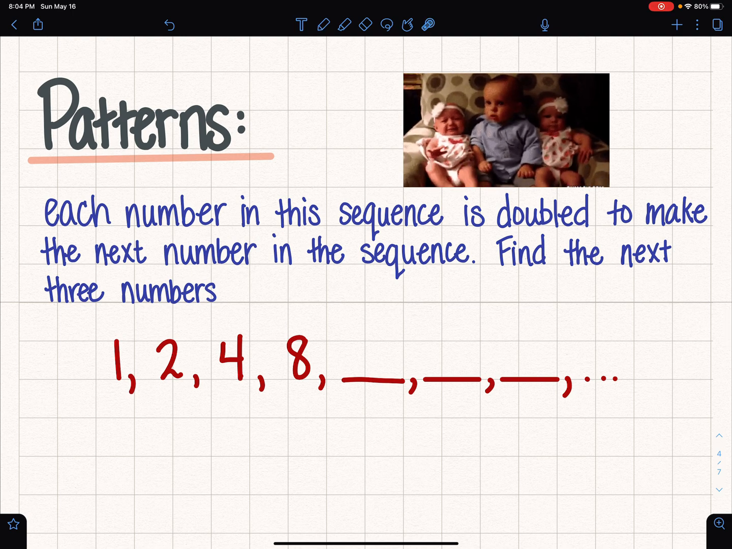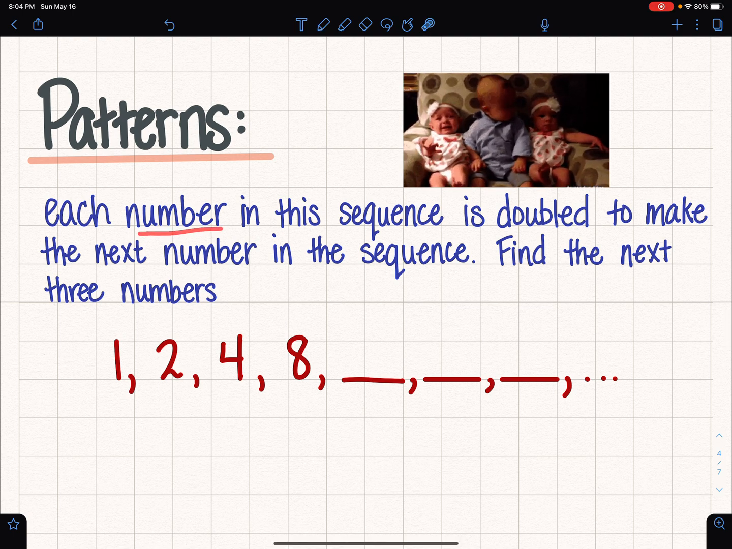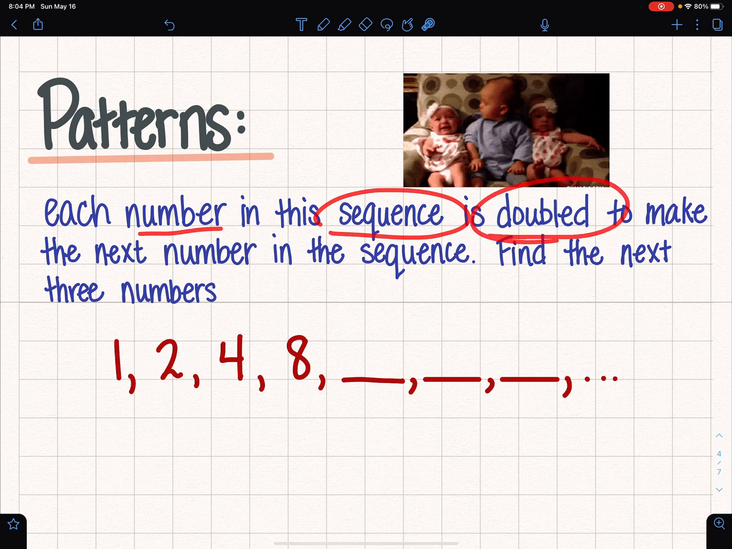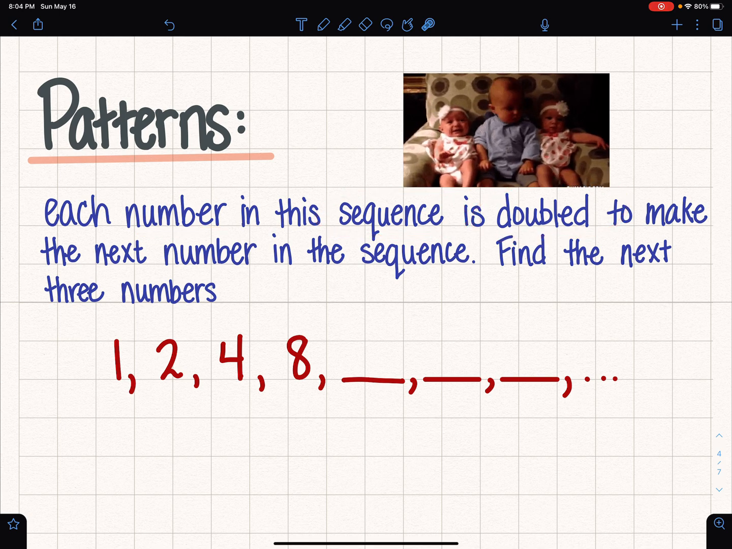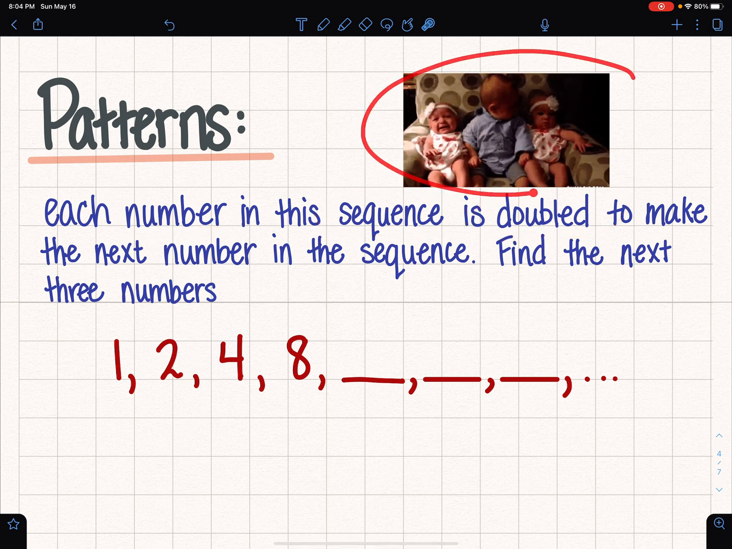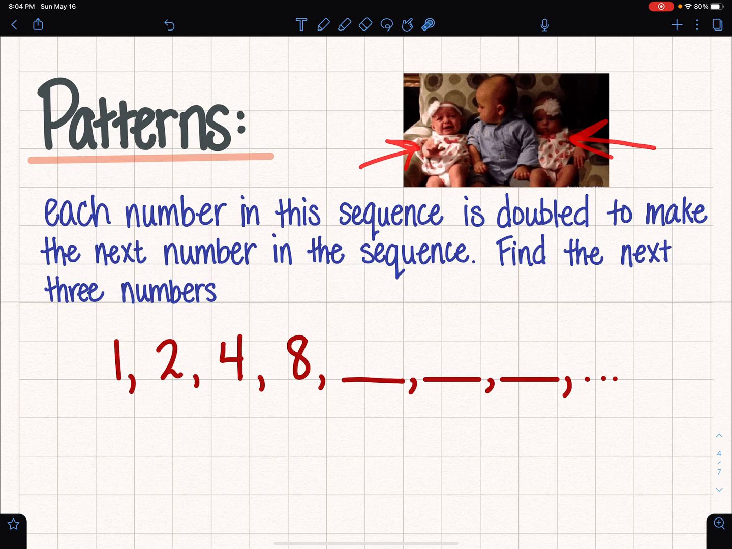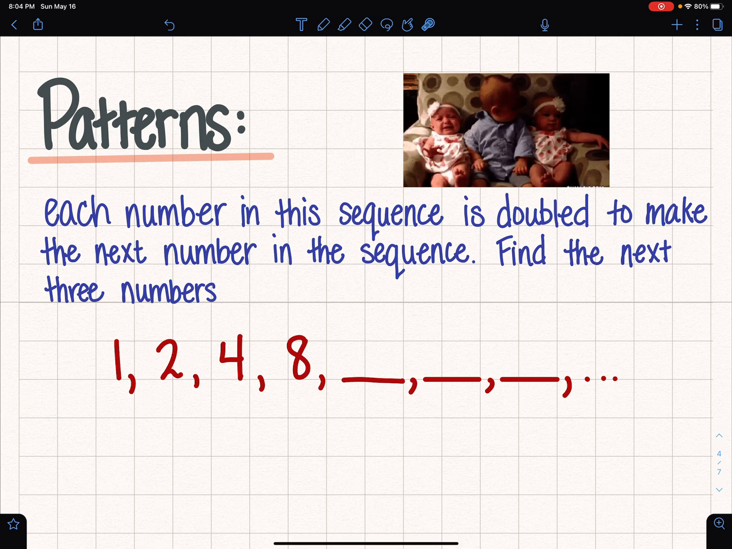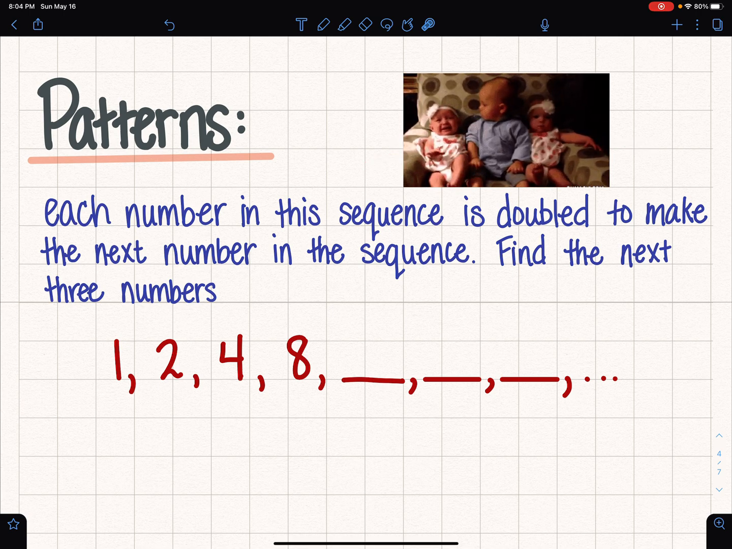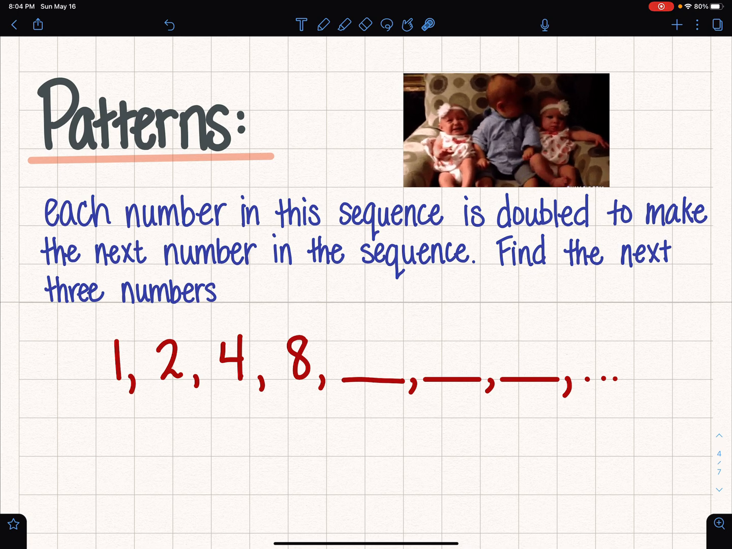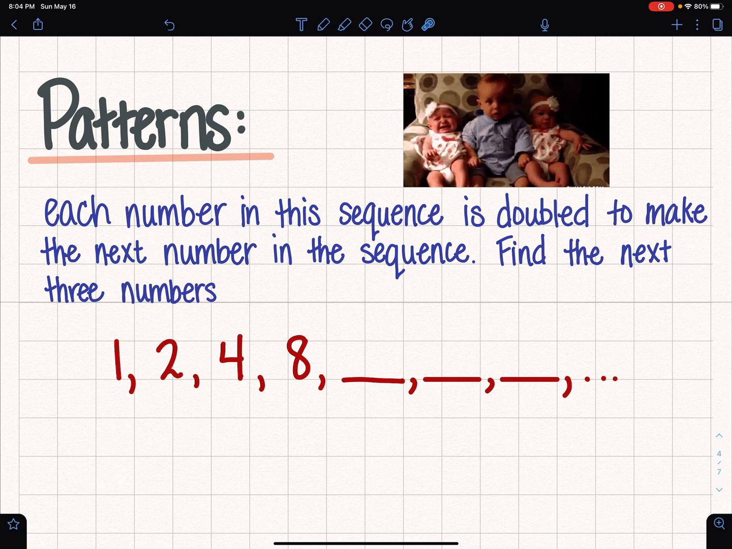All right, here we go. Each number in this sequence is doubled. That's how you get to the next number in the pattern. And that's why I put a picture of babies doubled. Look at this boy, he's so confused. There's a baby here and then another baby there. What the? He's like, what is happening? Okay, each number in this sequence is doubled to make the next number in the sequence. Find the next 3 numbers.